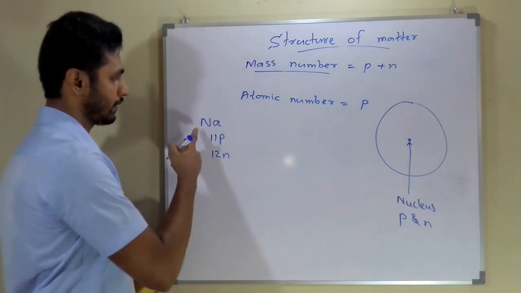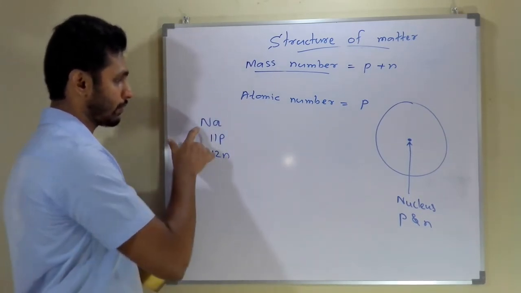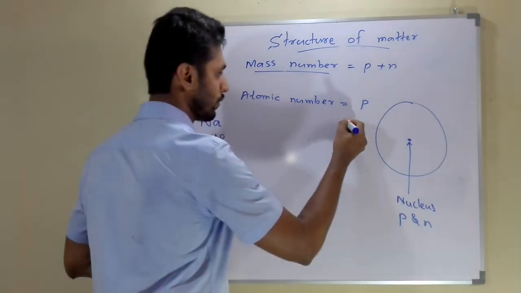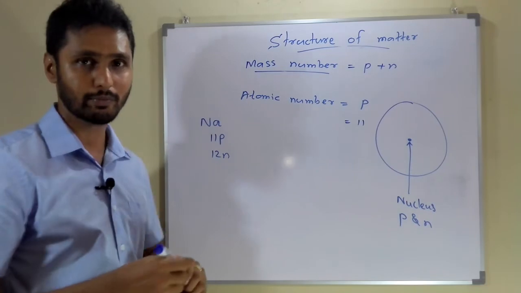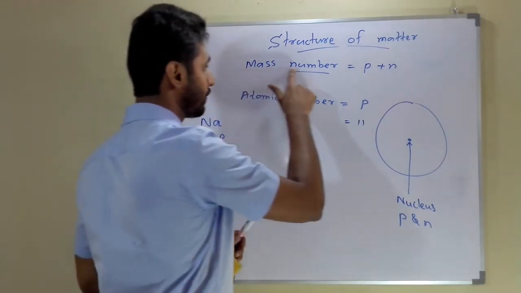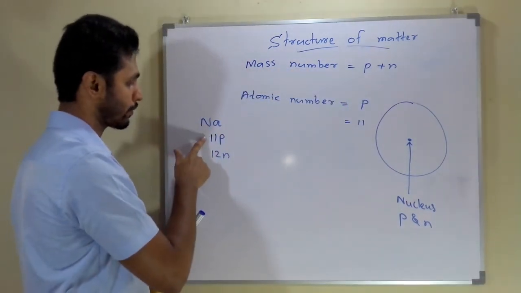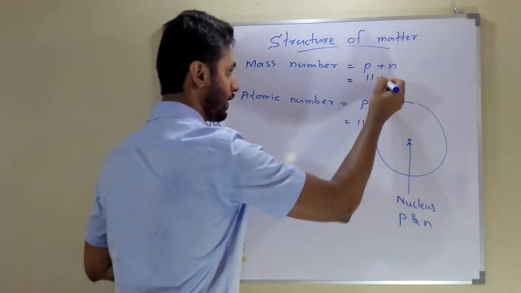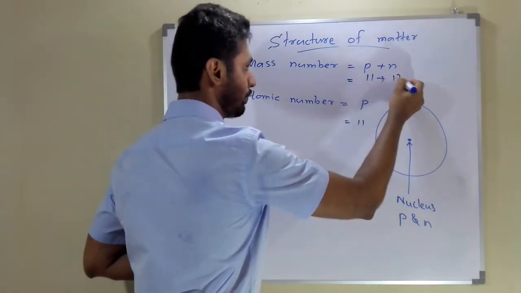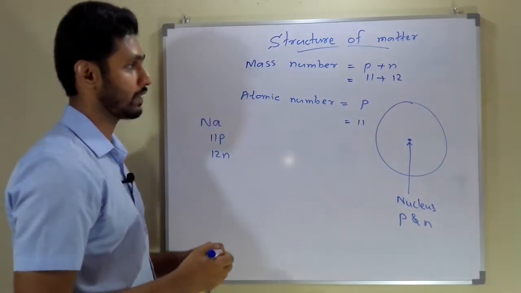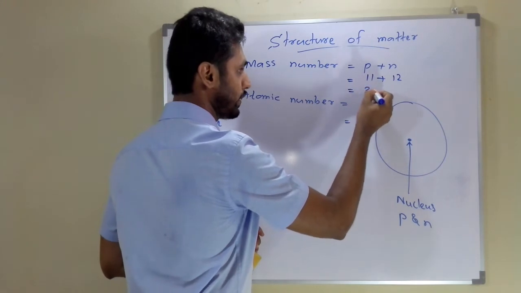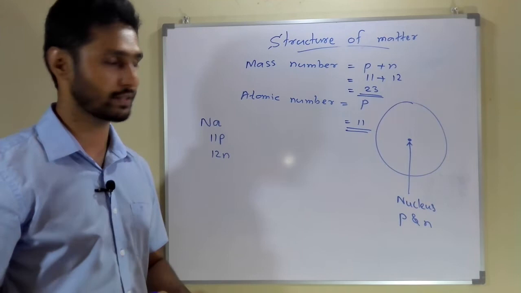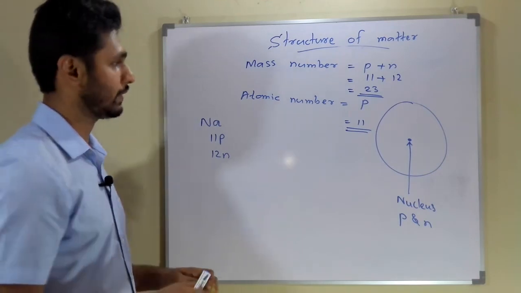So the atomic number of sodium atom is 11 because there are 11 protons, and mass number of the sodium atom is protons plus neutrons. Let's see what it is. There are 11 protons and there are 12 neutrons, P plus N. That is the mass number. It gives the 23 of mass number. Then this is the atomic number and mass number. You can work out like this.